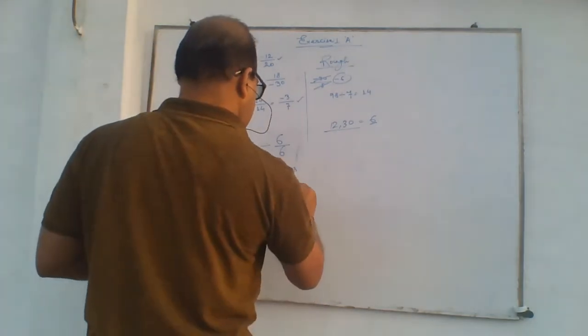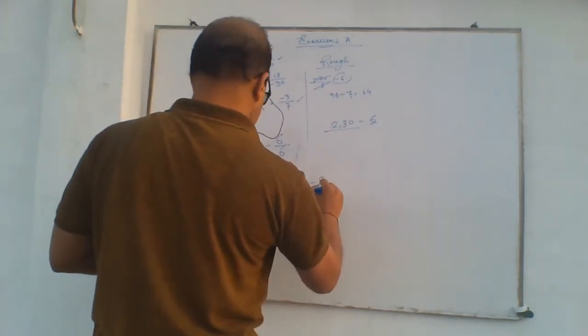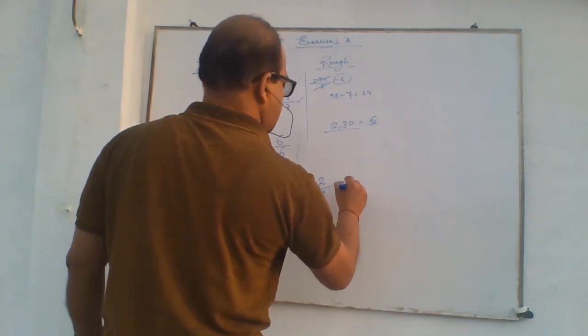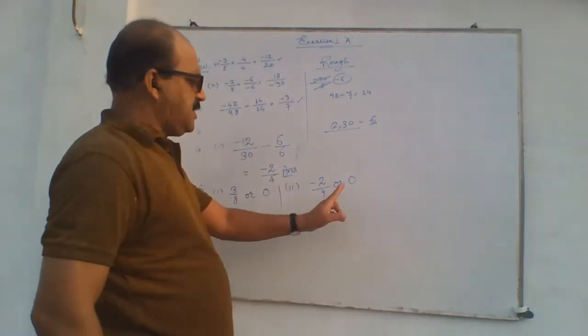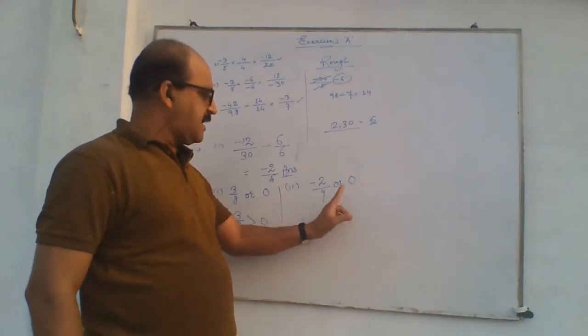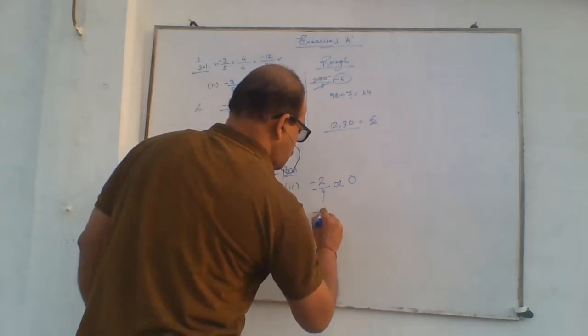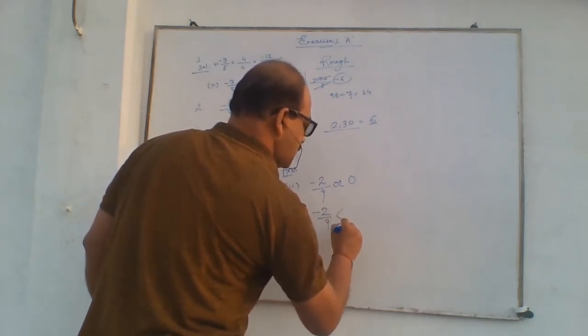Next question: minus 2 by 9 or 0. Again we know 0 is greater than minus 2 by 9. So here minus 2 by 9 is smaller than 0.